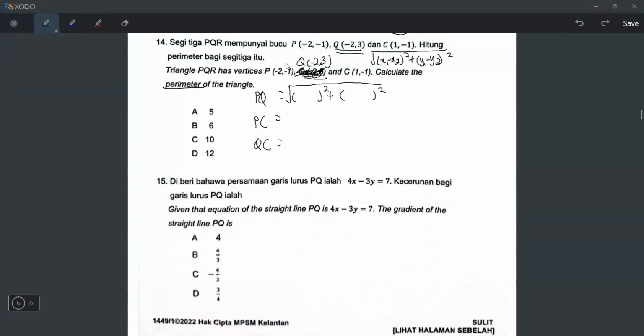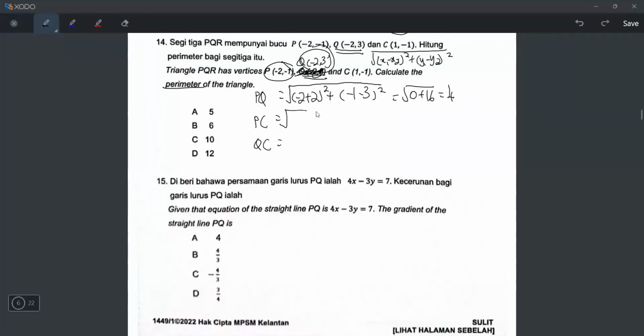x minus x, -2 minus -2, so -2 plus 2, and then -1 minus 3. That's it. Now let's calculate this quickly. We know -2 plus 2 is 0, 0 squared is 0. So 0 tak payah tulis, just write 0. And then -1 minus 3 is -4, squared is +16. 0 plus 16 is 16. Square root 16 is 4. Now I know the PQ length is 4.